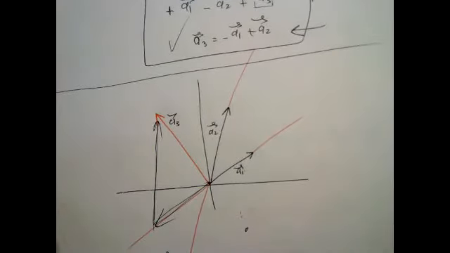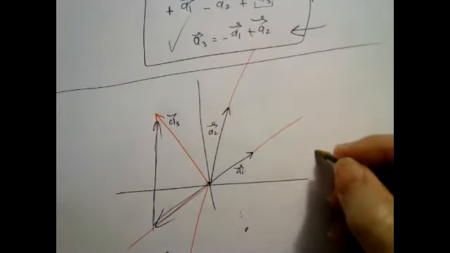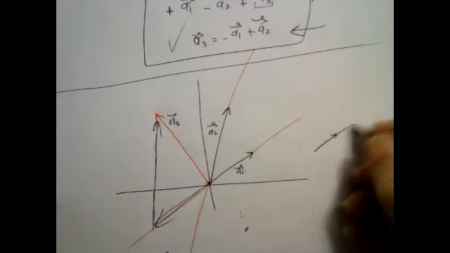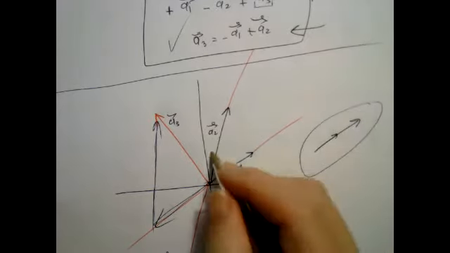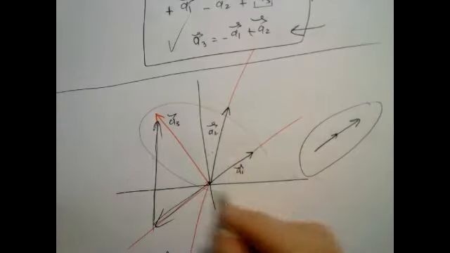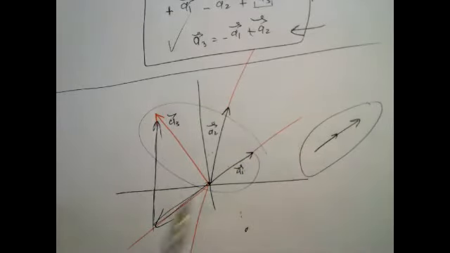So any 3 vectors in R2 are linearly dependent. If 2 are scalar multiples, like the previous problem, they are linearly dependent. If they are not scalar multiples, the 3 of them will be linearly dependent because of the geometry. I can always write A3 as a combination of A1 and A2.